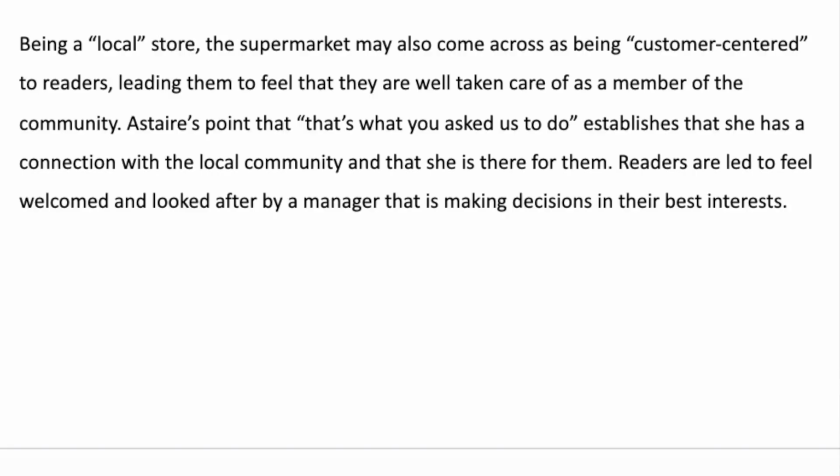There's a second paragraph just to really reiterate those points. And we can see it here when it says, "Being a local store, the supermarket may also come across as being customer-centered to readers, leading them to feel that they are well taken care of as a member of the community." And so this paragraph has really considered who the audience is.